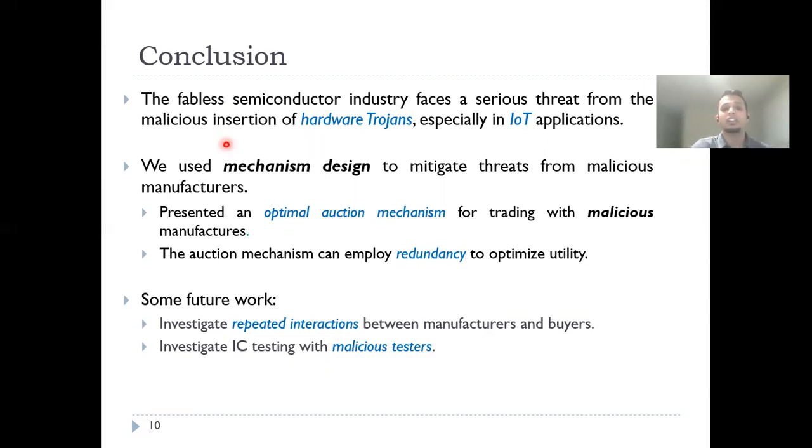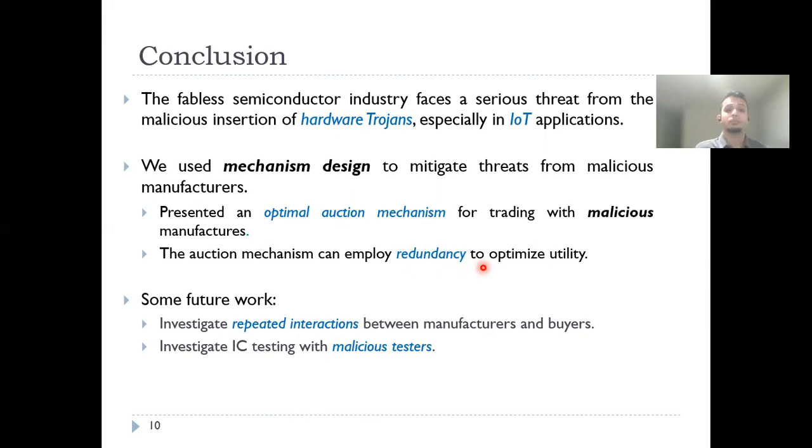What we have designed is a mechanism to mitigate malicious sellers. We presented an optimal auction mechanism for trading with malicious manufacturers. We also employ the concept of redundancy to optimize the utility, as we just explained how redundancy helps the auction mechanism design.